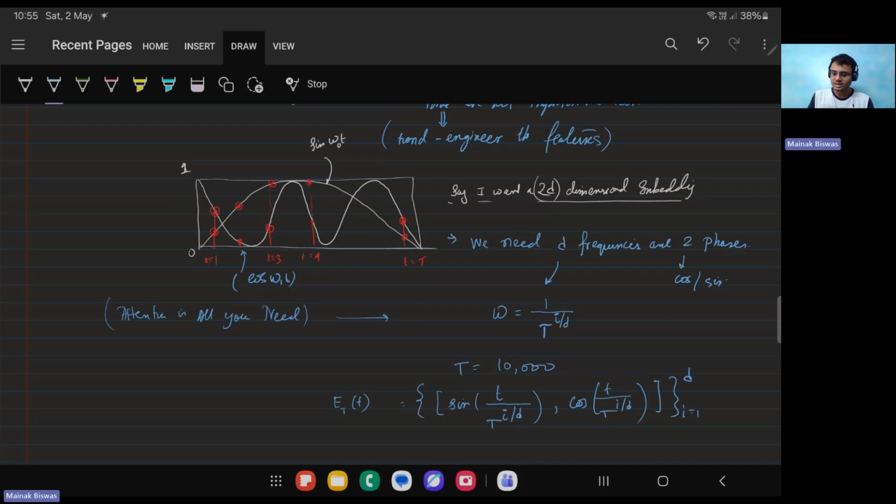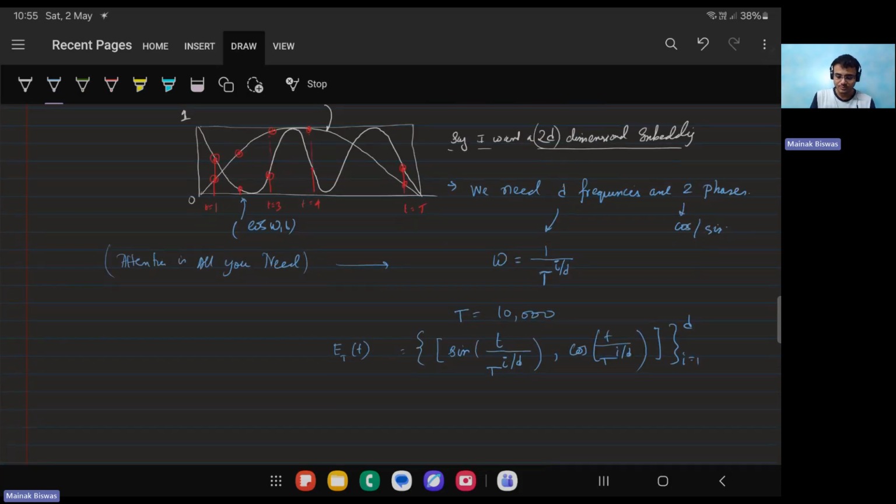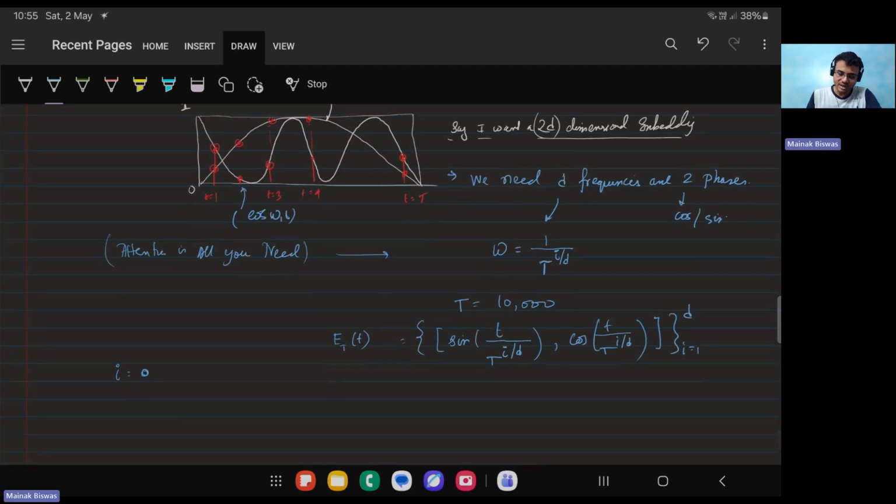So what I'll do is look at the frequencies one at a time. Say I is equal to 0. I is not generally 0, but let's take an example where I is 0. So I ranges from 1 up to I equal to d, which is what it extends to. But for simplicity, say D is large, so I by D goes to 0, so T goes to 1.